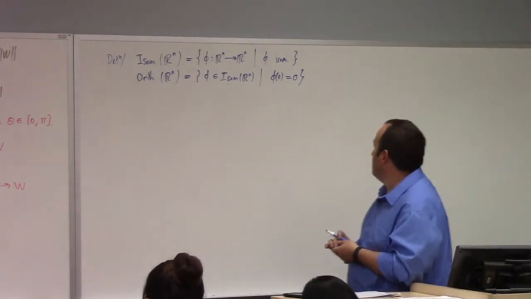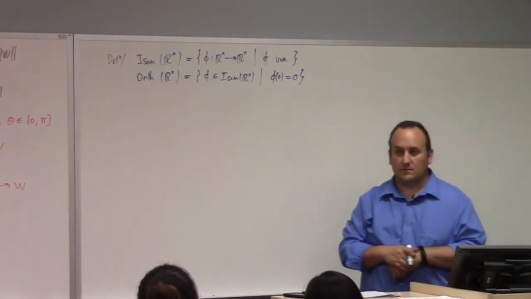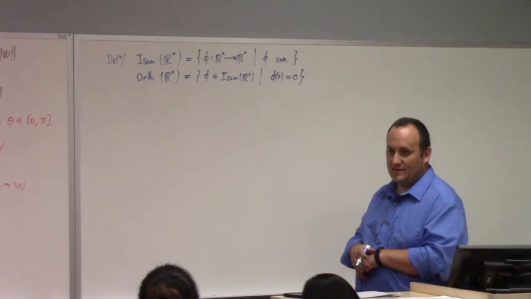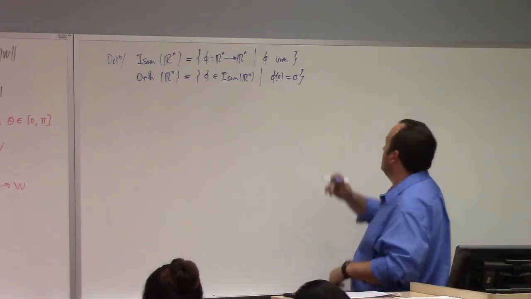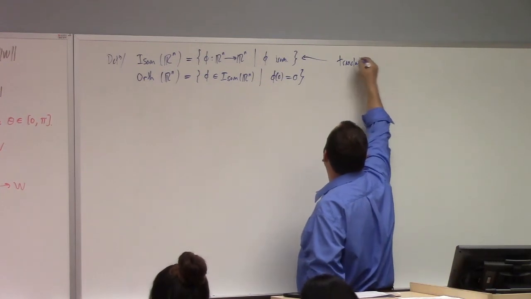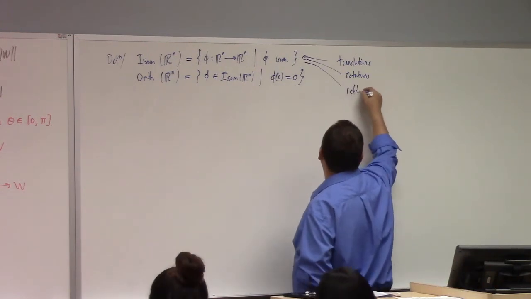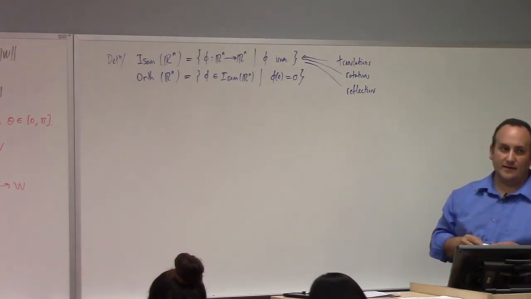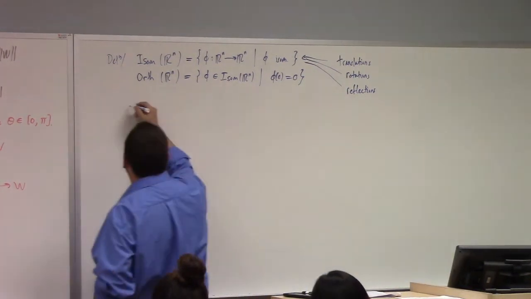You can prove that the isometries have three kinds of things in them: translations, rotations, and also reflections. The translations are not in the orthogonal group because they don't fix the origin. Like a translation, those are easy.